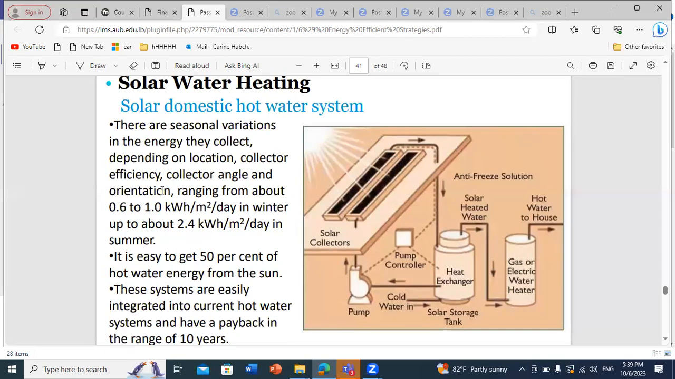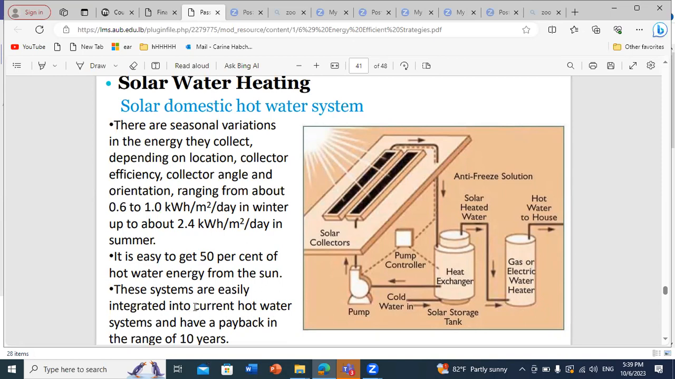So there are seasonal variations in the energy collected depending on the location, collector efficiency, collector angle, and orientation. So the energy can range from 0.6 to 1 kilowatt hour per meter square per day in winter, up to 2.4 kilowatt hour per meter square per day in summer. It is easy to get 50% of hot water energy from the sun. This is why, to supply the remaining part, we should have a backup system.